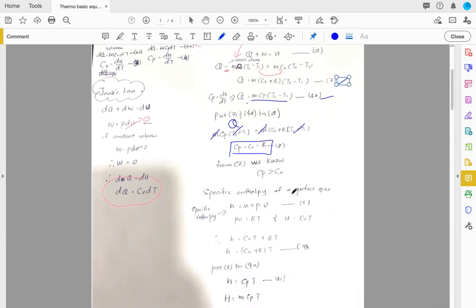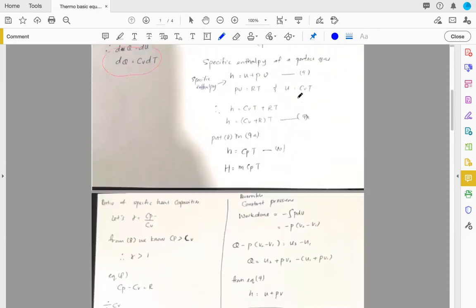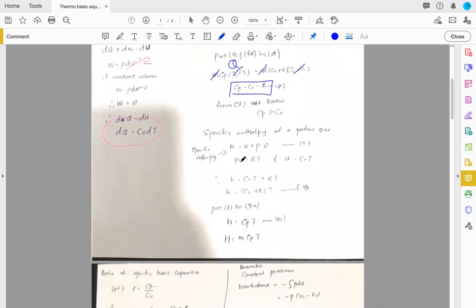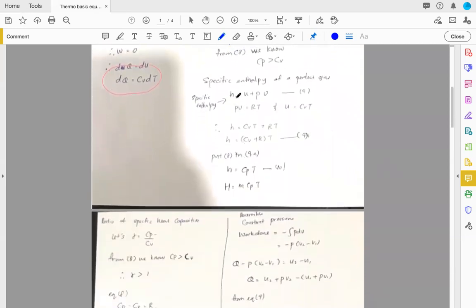So from equation 8, we know that Cp is definitely much larger than Cv, agree? And then we look at the specific enthalpy of a perfect gas. I'm sure you learned this basic equation in engineering thermo. Your specific enthalpy equation is H equals U plus PV. The V here is specific volume, not volume.